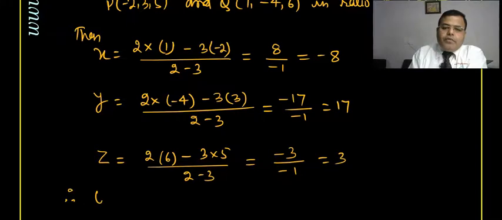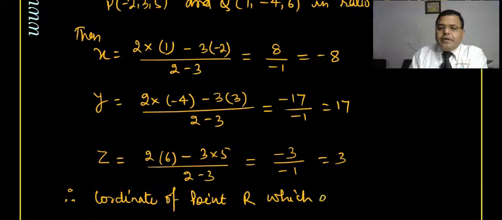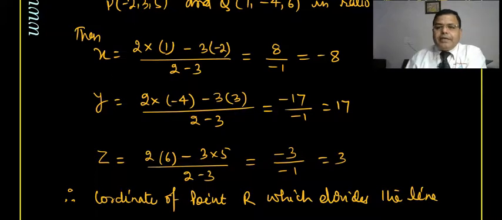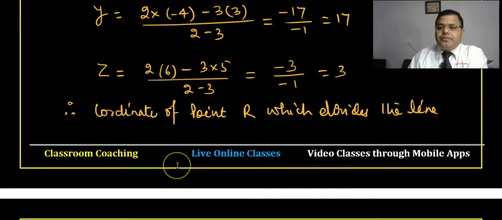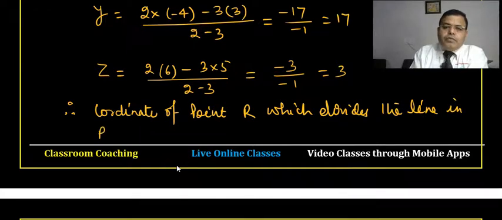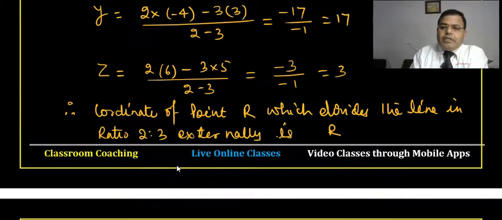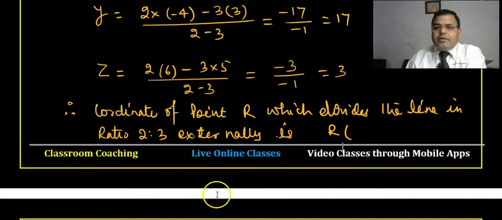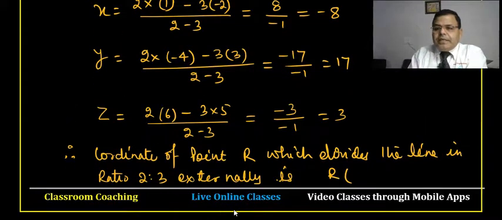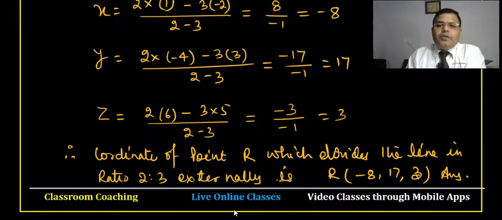And therefore the coordinate of point R which divides the line segment in ratio 2 is to 3 externally is R(-8, 17, 3). That will be the answer of this question. So I hope you got it.